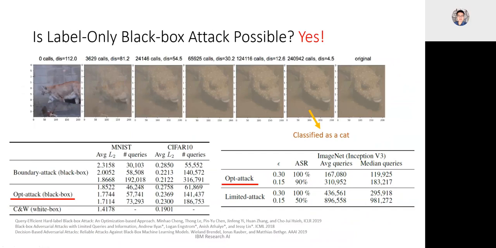it is still possible to generate these adversarial inputs. For example, in this case, we have a snake image as the original input, and we want it to be classified as a cat. So what we are doing is we start from a cat image and gradually fine-tune our perturbation such that this image will be similar to the original image, but it will be classified as a cat. And we can do it in a very query-efficient way as well.